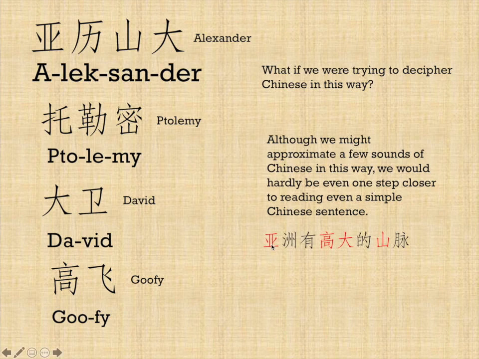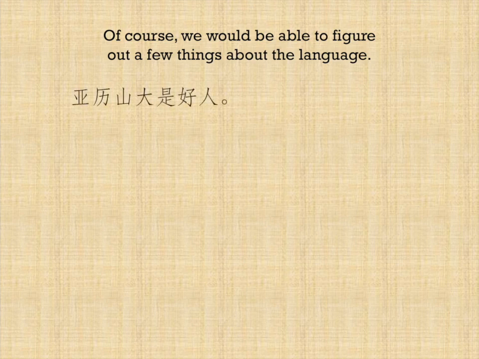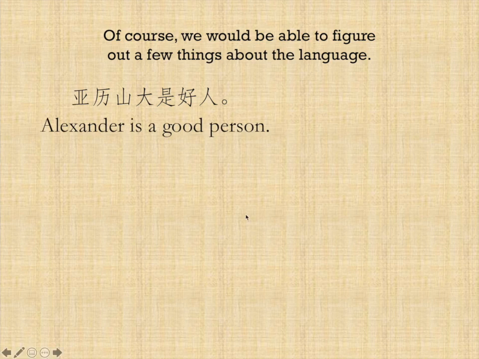Even though we can now recognize half the characters in the sentence according to their sound, the symbols altogether mean absolutely nothing to us. Now, of course, we would be able to figure out a few things about the language too using this method. So for example, if we had a sentence like this one, and we knew that the translation was Alexander is a good person. Now we know from earlier experience that this part is Alexander. So we are left to assume that these last three characters means is a good person.